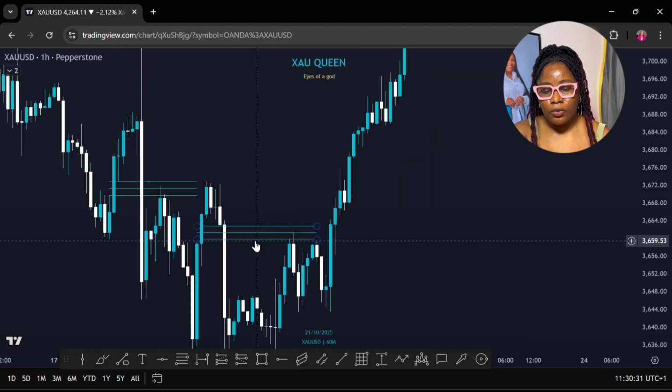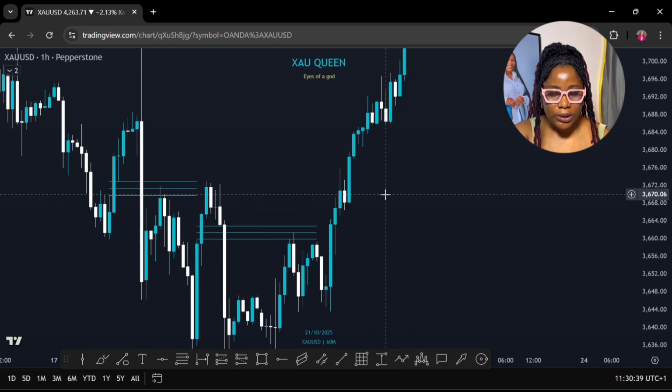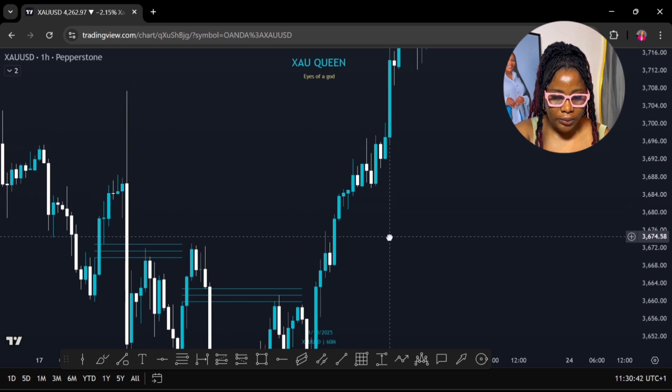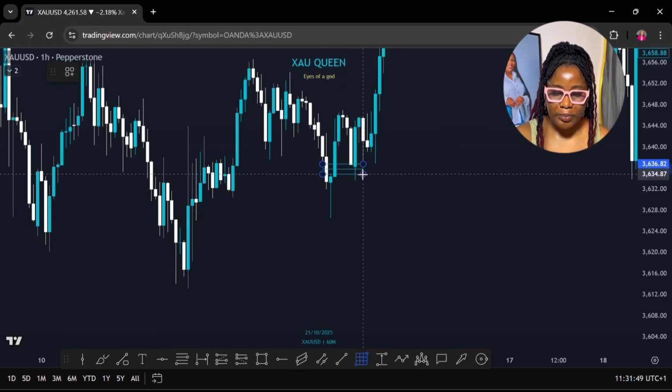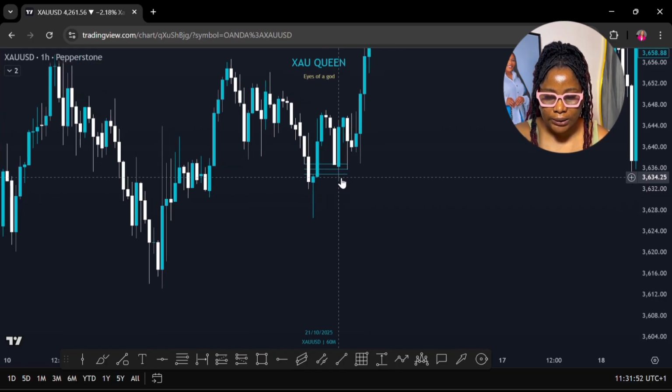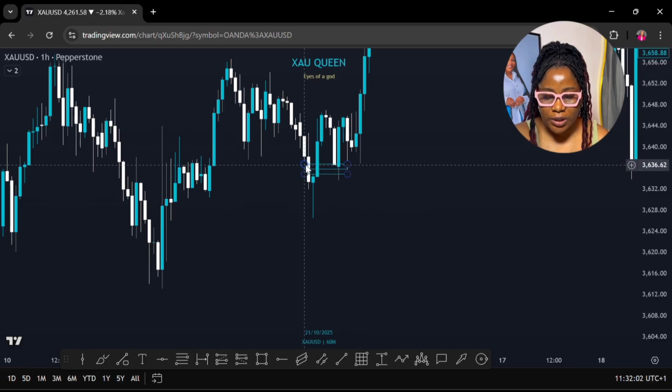We'll look at one more example of balanced price range before we move on to examples of liquidity void and volume imbalance. So here is another example. You can see how price neatly tapped into it. It even tapped past the consequent encroachment, and then price started the move. This is a BPR, two FVGs overlapping, and price rebalances and then starts moving.